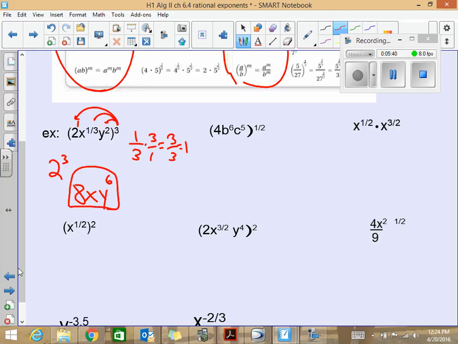Okay? So, no, that's not fair. And we're not going too far into this, but you get the concept. So now we're going to distribute this 1/2 power.